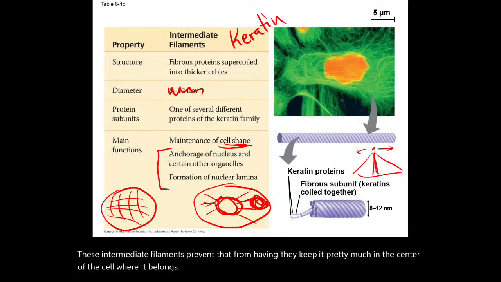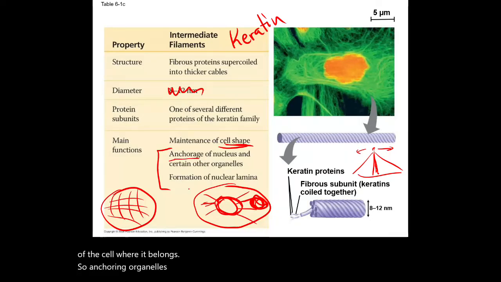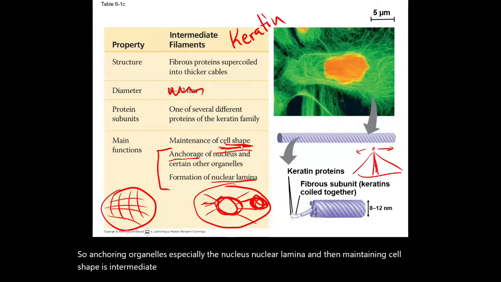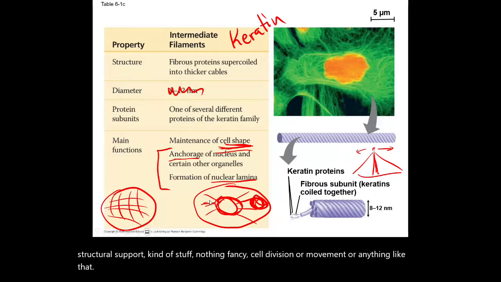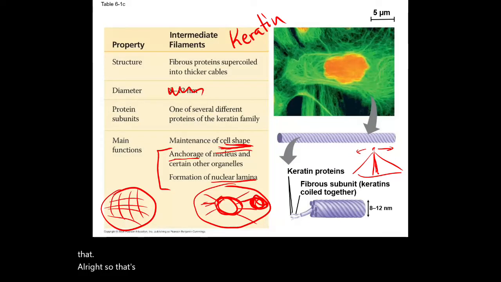So anchoring organelles, especially the nucleus, nuclear lamina, and then maintaining cell shape is intermediate filaments. Overall, not super exciting, nothing super high-tech, more structural support kind of stuff. Nothing fancy like cell division or movement or anything like that. All right, so that's intermediate filaments, and that is the end of our cytoskeleton discussion.